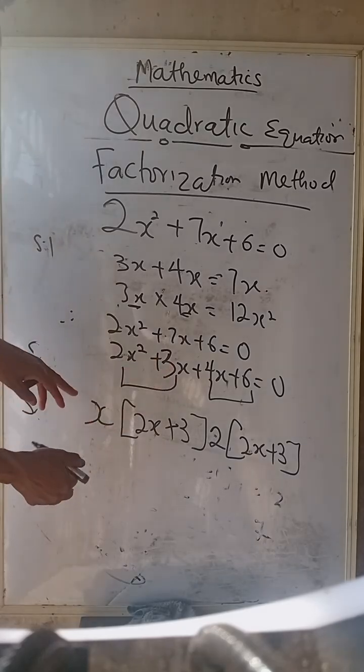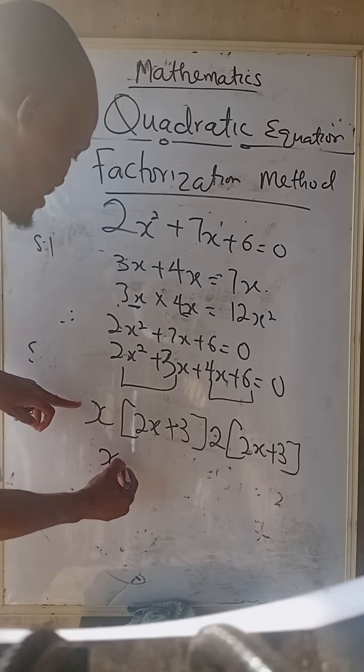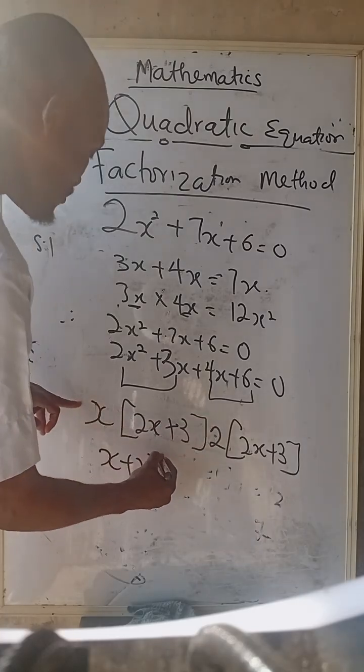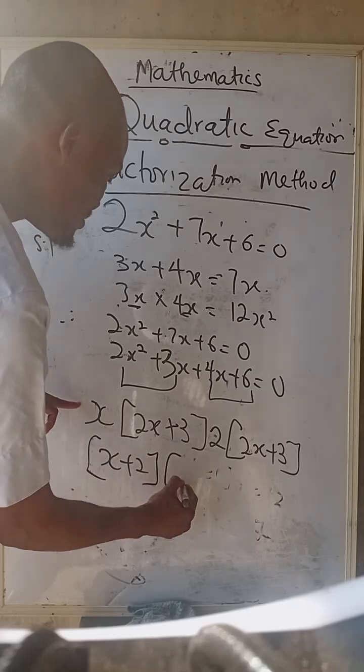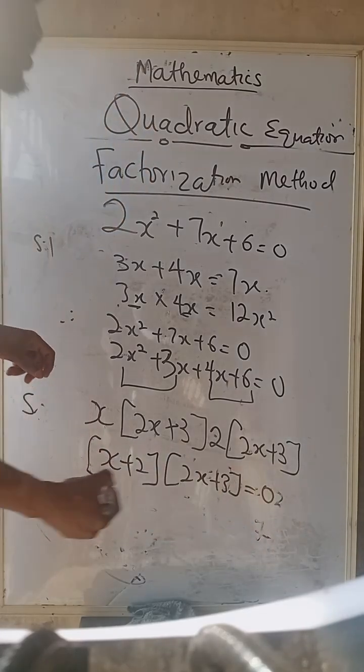From there now, you are going to pick this first number with this first number. So you are going to have x plus 2. Do you agree with me that there's an invisible plus here? And this one here is 2x plus 3. Everything must equal 0.